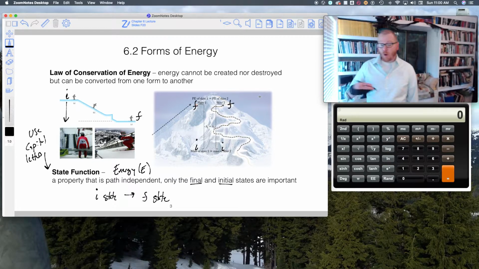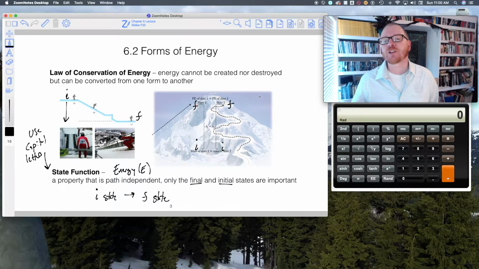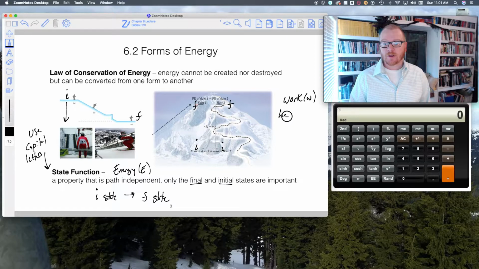So for both of those paths or skiers, however you want to look at it, the change in potential energy is the same, okay? Whether they took the ski lift or whether they hiked all the way up, their initial state and their final state was the same for both cases. Now, I think we could easily argue that the work that the skier did is vastly different from path 1 to path 2. And that is correct because work gets a lowercase letter w, as well as heat. Heat gets a lowercase letter q, okay?